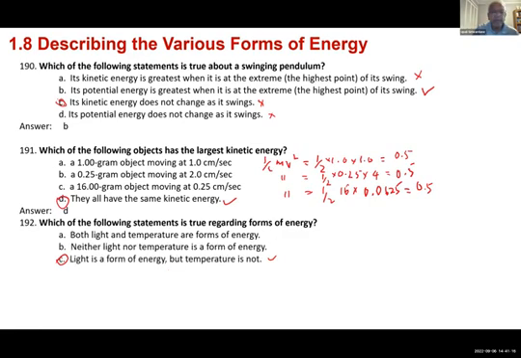Which of the following statements are true regarding forms of energy? Light is a form of energy, but temperature is not. Temperature is not an energy form. Temperature is an indicator of heat content. So heat is a form of energy, but not the temperature. Temperature indicates the direction of heat flow.